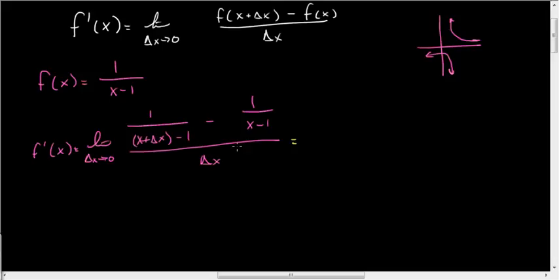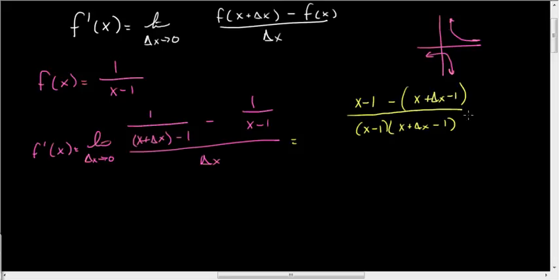So let's see here. Well, we've got an x minus 1, we've got a that. So let's just multiply everything by x minus 1 and then all that over here as well. So on the bottom, we're going to have x minus 1 times x plus delta x minus 1. And then on the top here, we're going to have x minus 1 minus x plus delta x minus 1, all of that over delta x.